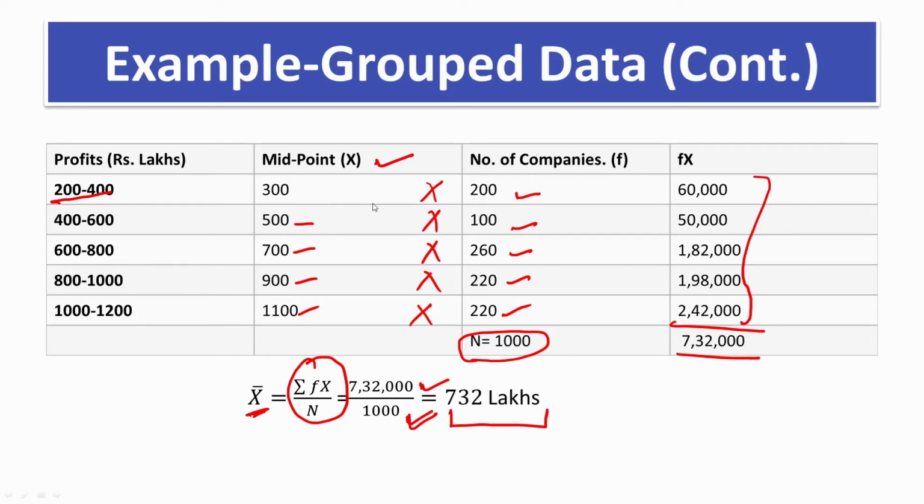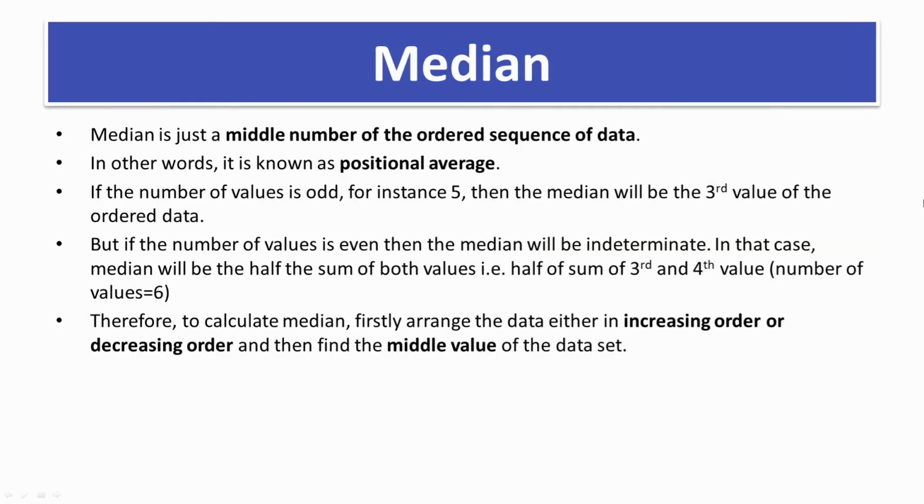Now, if you talk about the limitation of the mean, always remember that the mean is unduly affected by the presence of extreme values. So if the data is extremely asymmetrically distributed, then the mean is not a good measure of central tendency. Okay, so let's move to the median now.